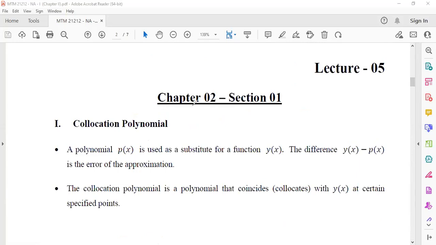So what do you think the polynomial is? Can you give one example of a polynomial? You have heard the meaning of polynomial, no? Okay, let me see the answer. What is that?